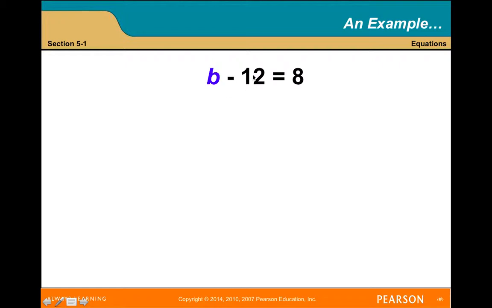b minus 12 equals 8. So now in this example, since this one is a negative already, to get rid of this 12, you would have to add 12 to it. So then addition would be required. So then what you do to one side, you must do to the other side. And then what do you figure the answer is going to be? 20. Okay. And then it fits because you can check with scrap paper or with calculator that 20 minus 12 equals 8.